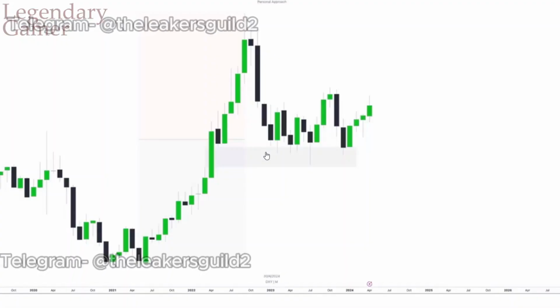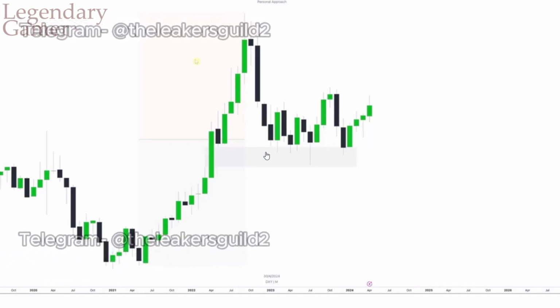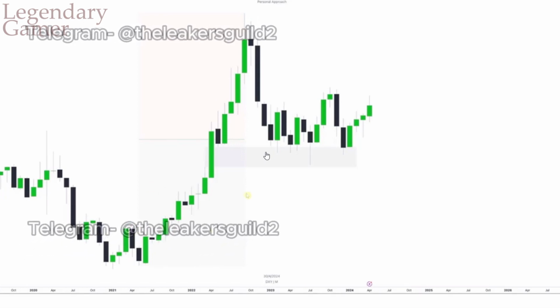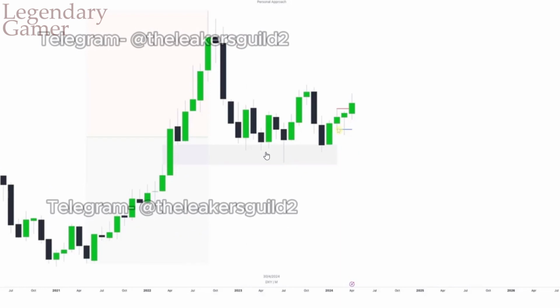We've got a DXY monthly chart over here, so let's outline the premium and discount, right? The premium up here and the discount here. We've got that key level outlined. We're going to be focusing on that swing, right?